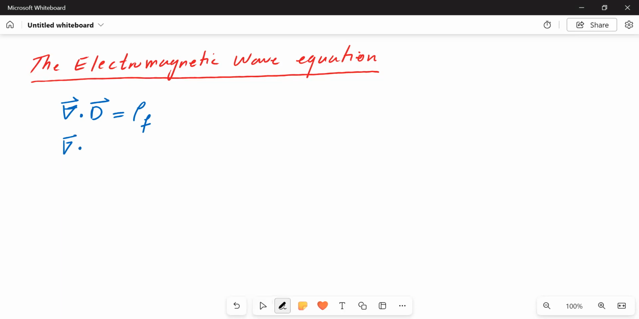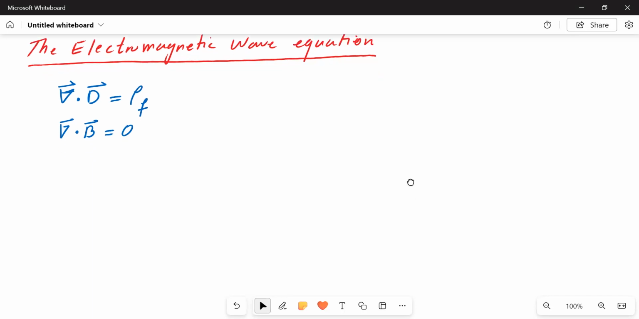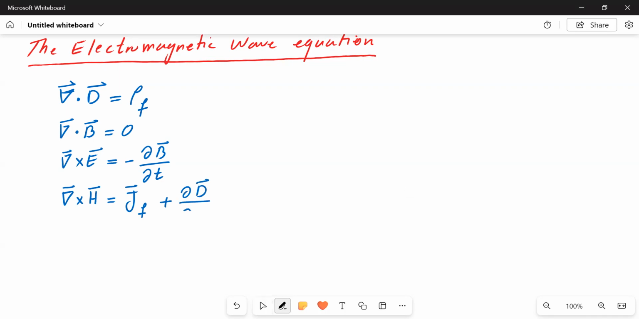The divergence of the magnetic induction is zero. The curl of the electric field is given by the negative time derivative of the magnetic induction. And finally, the curl of the magnetic field is given by the current density, free current density, plus the time derivative of the displacement vector. These four equations are known as Maxwell's equations.